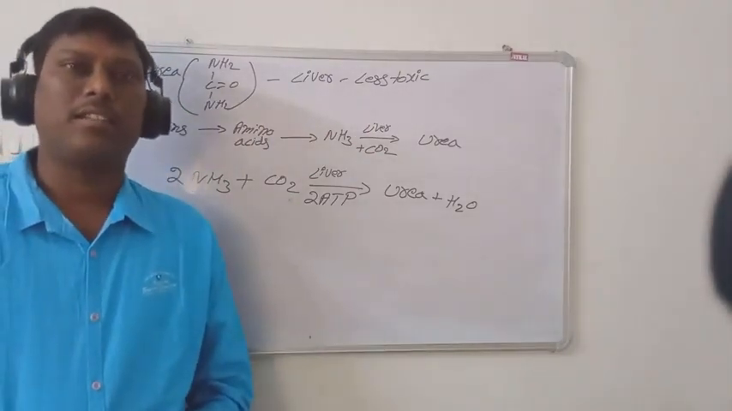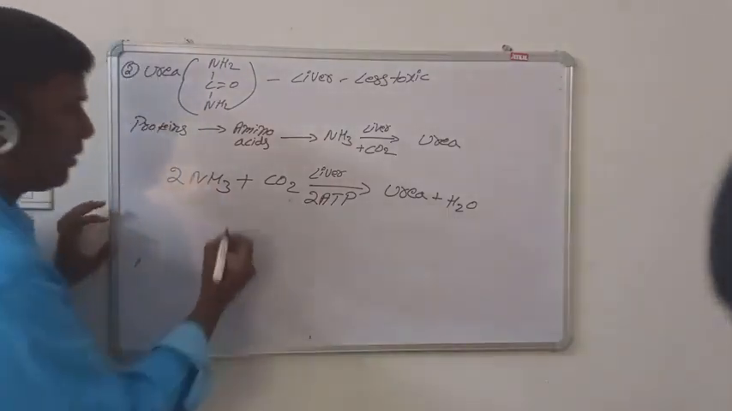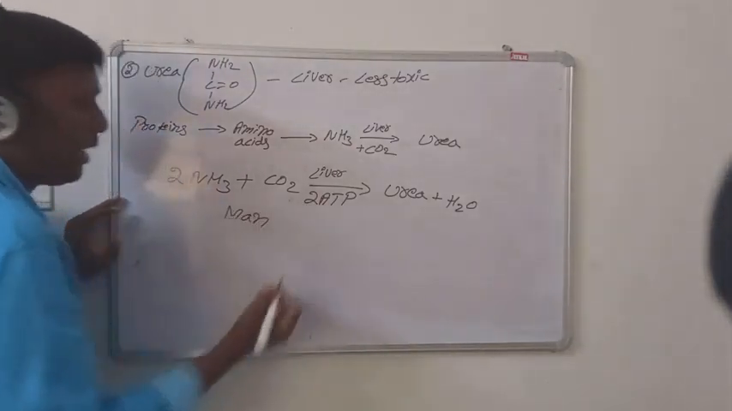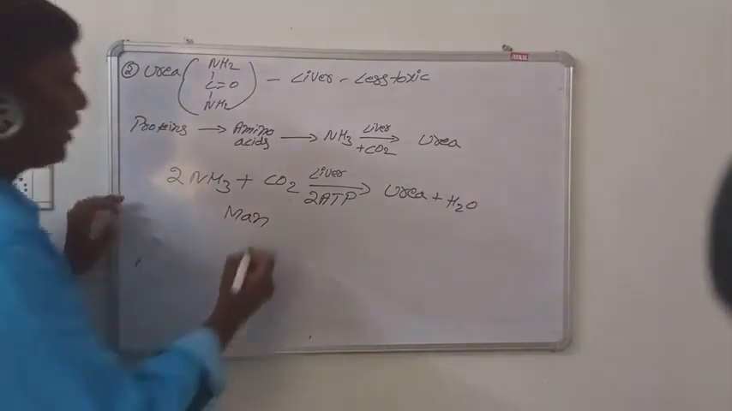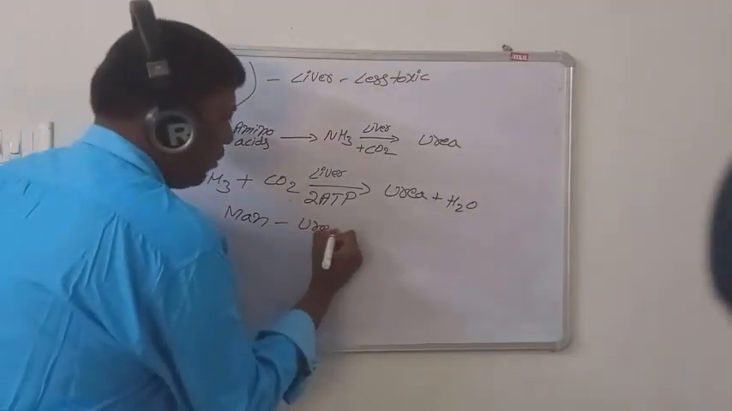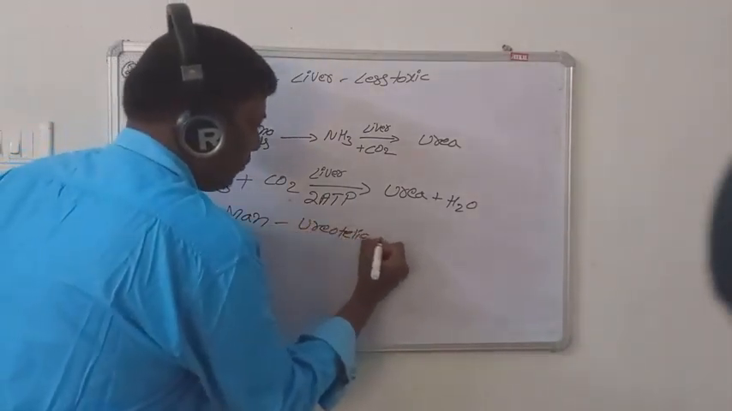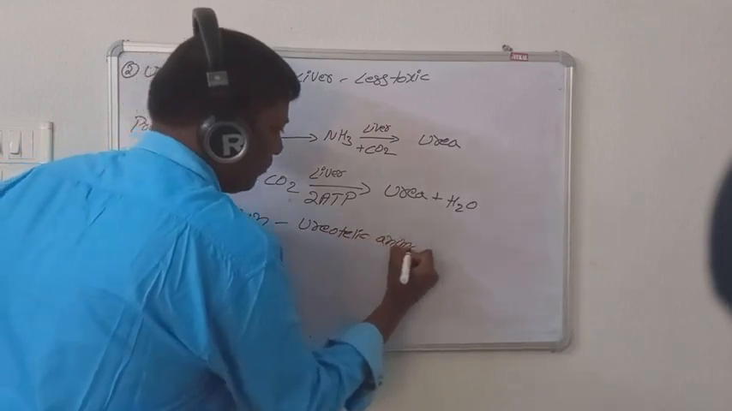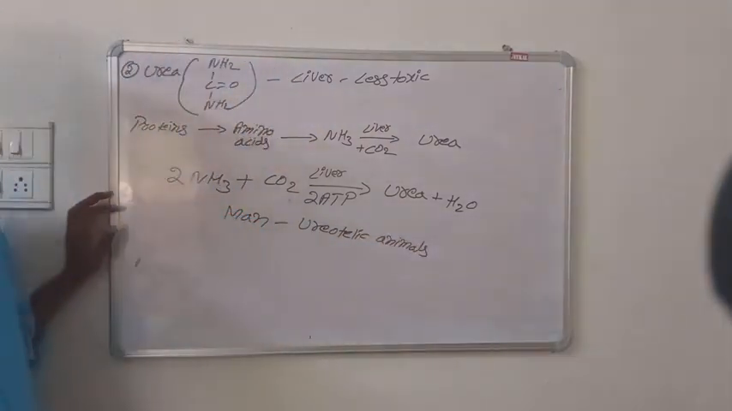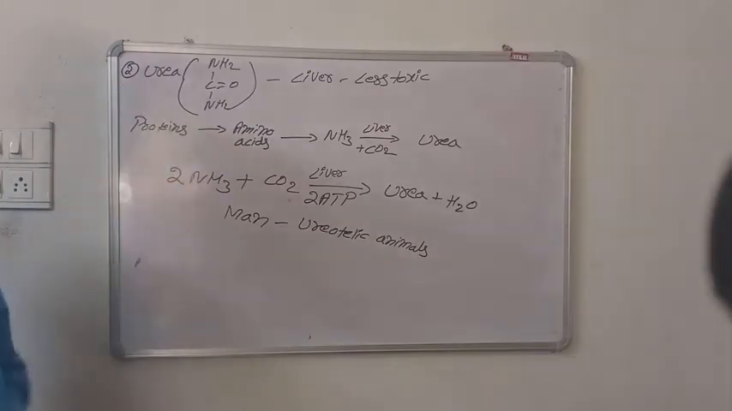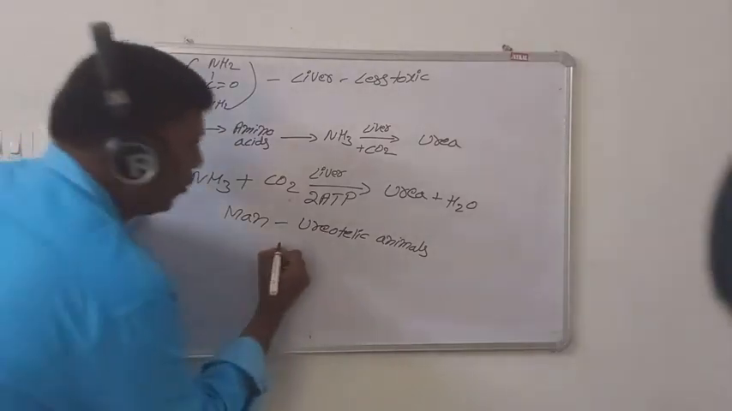So that's why terrestrial animals such as human beings, nothing but man, prefer to excrete the urea. Such type of animals are called ureotelic animals. And the phenomenon of excretion of the urea outside through the urine is called ureotelism.